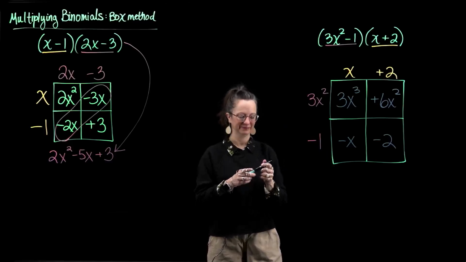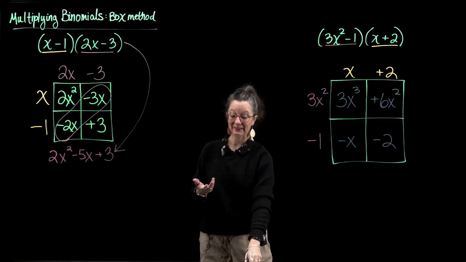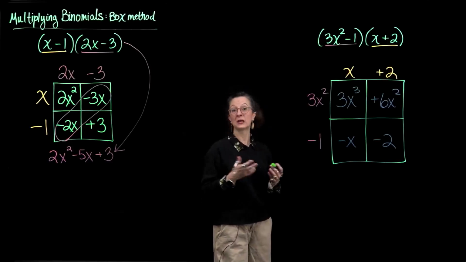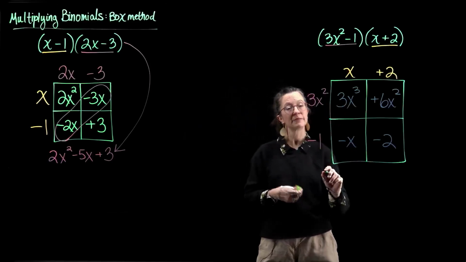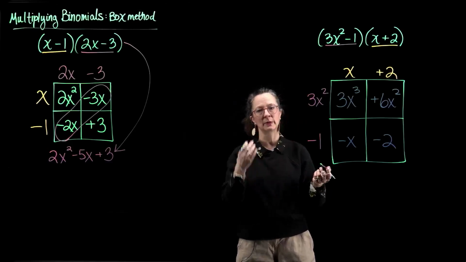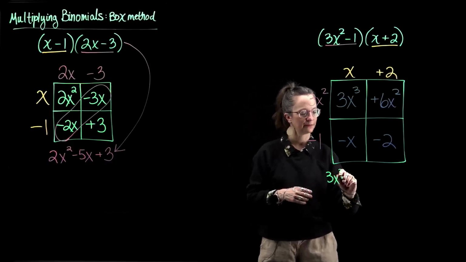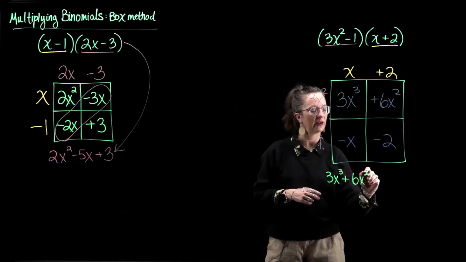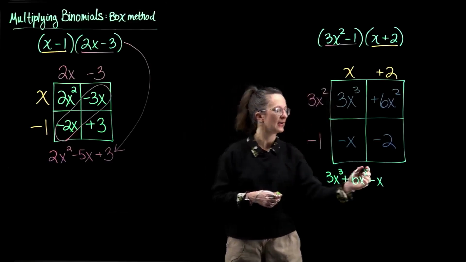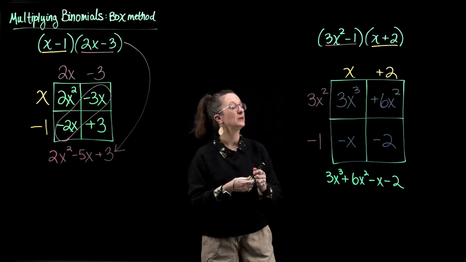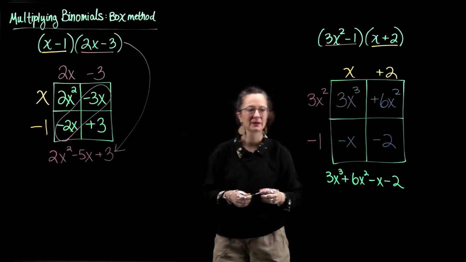Now, if I look at the contents of my square, I don't have any like terms. That's okay. It's just helpful to check before I write it all down. So I'll just copy down what's in my squares, and I'm going to do it in descending order of powers just to be organized. So I have 3x cubed from that top left, plus 6x squared from the top right, minus x from the lower left, and minus 2. And that would be my final answer, the multiplication of 3x squared minus 1 times x plus 2.